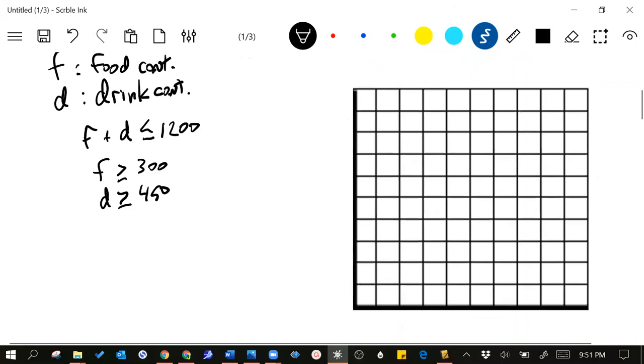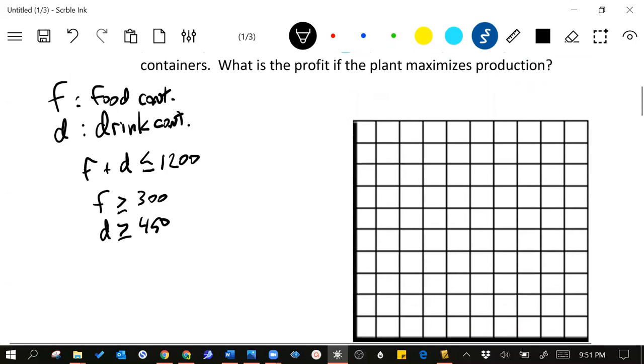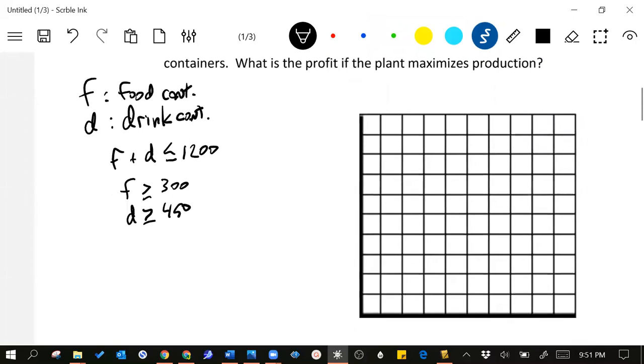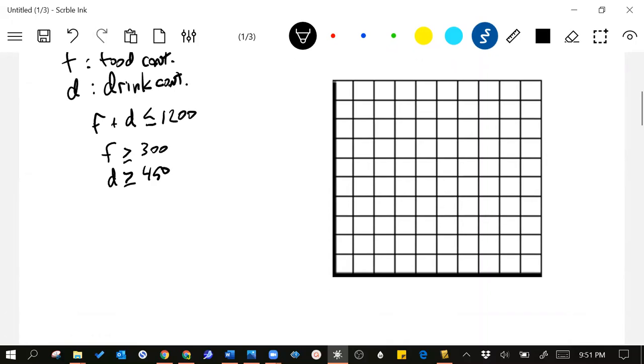So let's figure out what's what, food and drink ones. To some extent, it doesn't tell us which is which. In this case, neither the food containers nor the drink containers is an independent or dependent variable based on the other one. So it really doesn't matter which is which. I will choose to put food containers here, and drink containers here.